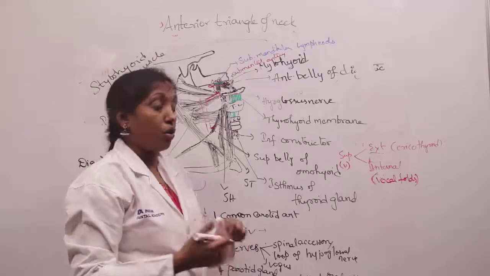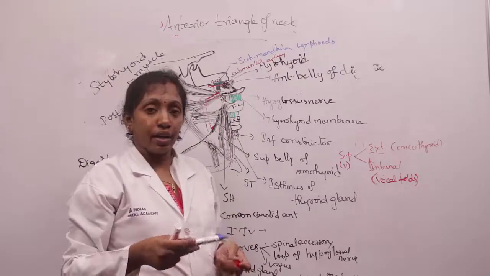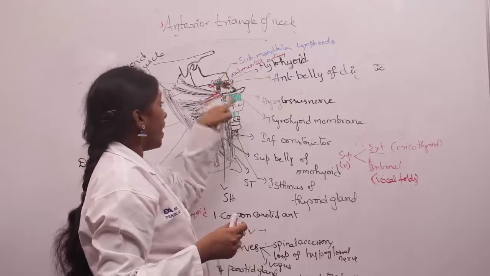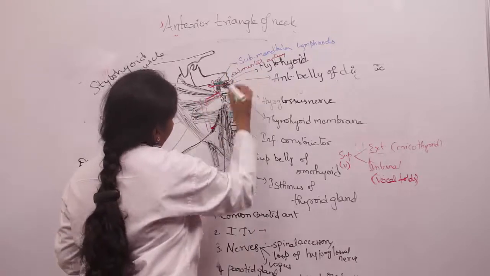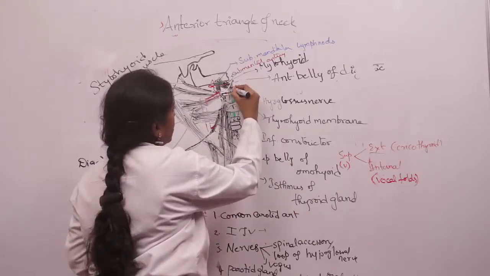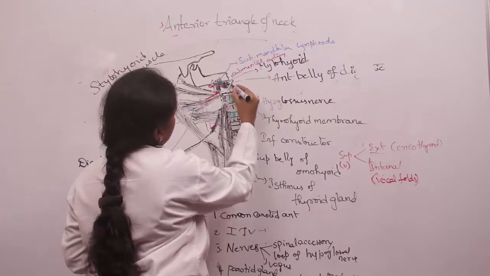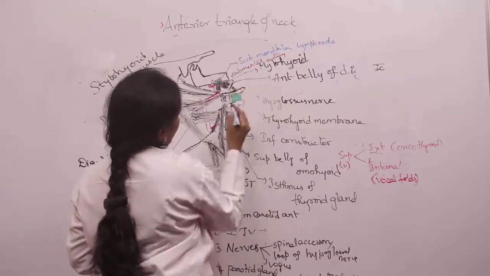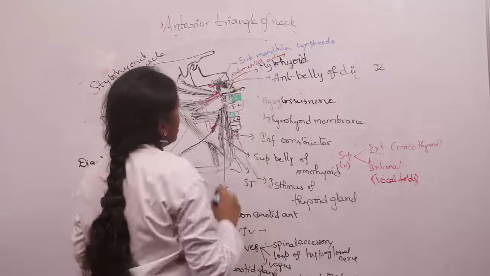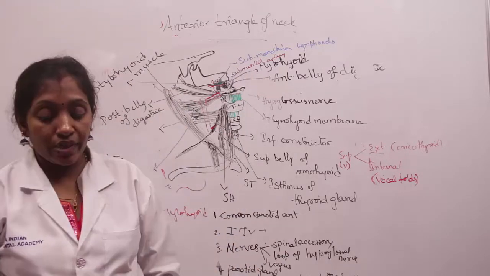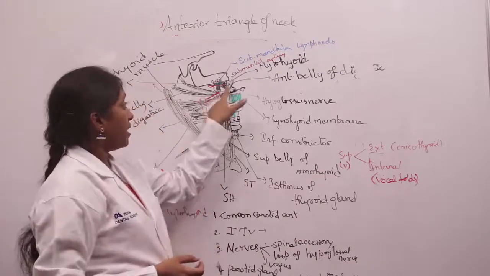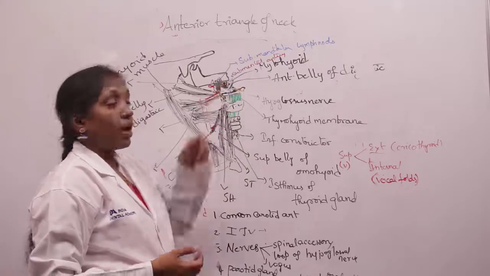Mylohyoid nerve is a branch of the inferior alveolar nerve of the mandibular nerve. The mylohyoid nerves and vessels supply the anterior belly of digastric, so this is the anterior belly of digastric, and they also supply the mylohyoid muscle here. The mylohyoid nerve is a branch of the inferior alveolar nerve, which in turn is a branch of the mandibular nerve.